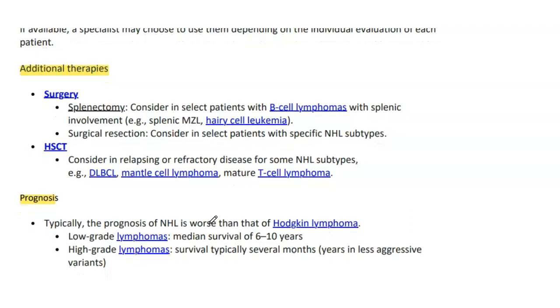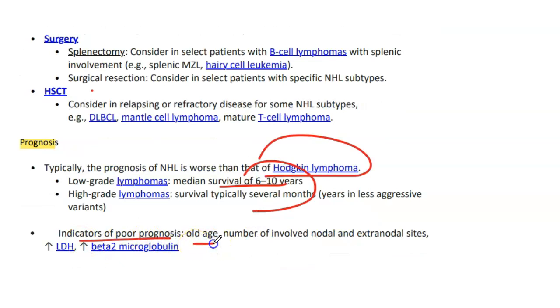Prognosis: typically the prognosis is worse than Hodgkin lymphoma. Low-grade lymphoma median survival is 6 to 10 years, while high-grade survival is typically several months. Indicators of poor prognosis are old age, number of lymph nodes involved, nodal and extranodal sites, increased LDH, and increased beta 2 microglobulin.